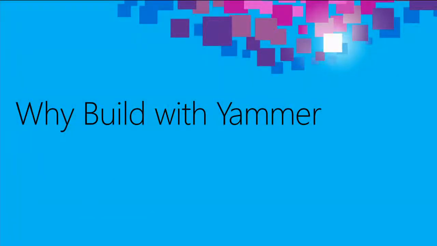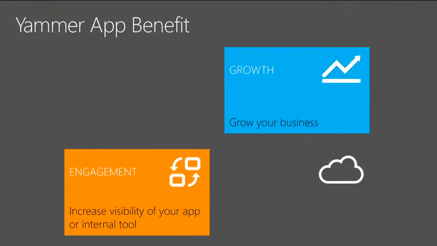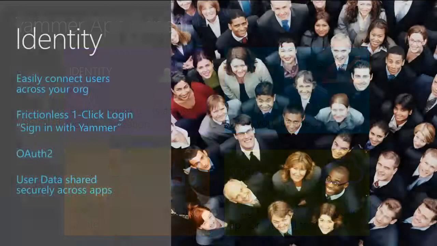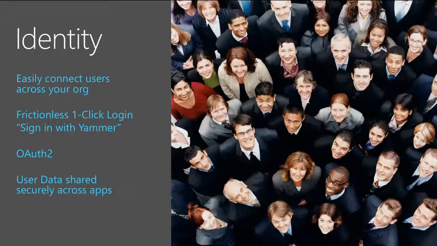So why build with Yammer? We meet with partners and developers all the time, and there are several benefits to the Yammer platform and how you can really get the most value out of it. So with identity, easily connecting users in your org. With identity, you can use the OAuth 2 flow with the Yammer platform to easily connect your users to the apps and extensions that you're building. So when that user does that one-click frictionless login with their Yammer credentials, you instantly have access to their APIs and their data that you can use to build your applications and extend their usage of the Yammer platform.